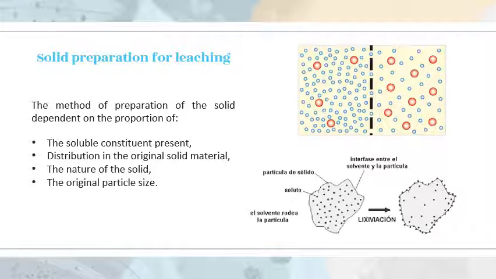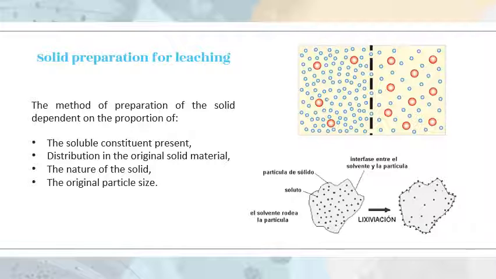The success of a leach and the technique to be used depends on any pre-treatment that may be given to the solid. The method of preparation of the solid is highly dependent on the proportion of the soluble constituent present, its distribution in the original solid material, the nature of the solid, which may consist of plant cells, as well as the original particle size.